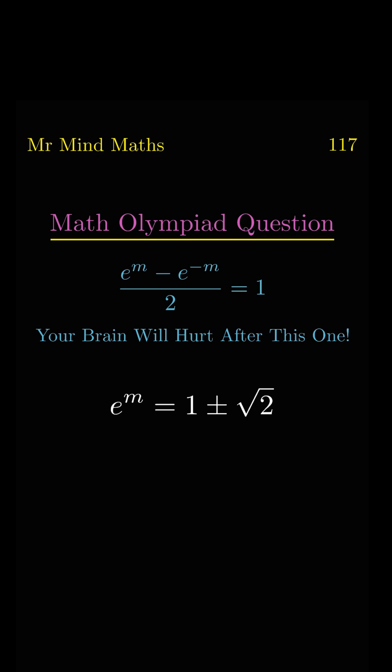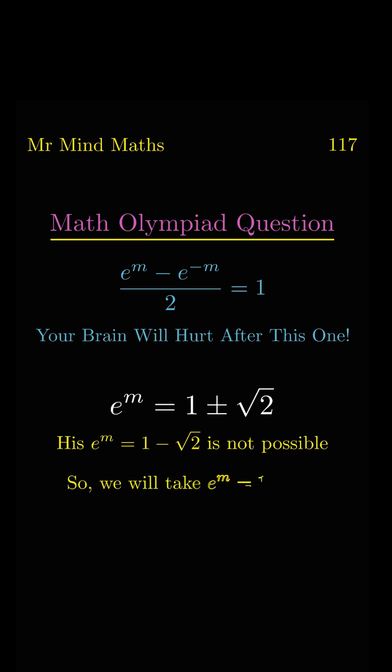Now here is a question for you. e power m equal to 1 minus under root 2 is not possible. So we will take e power m equal to 1 plus under root 2. Now you have to answer why 1 minus under root 2 is not possible.